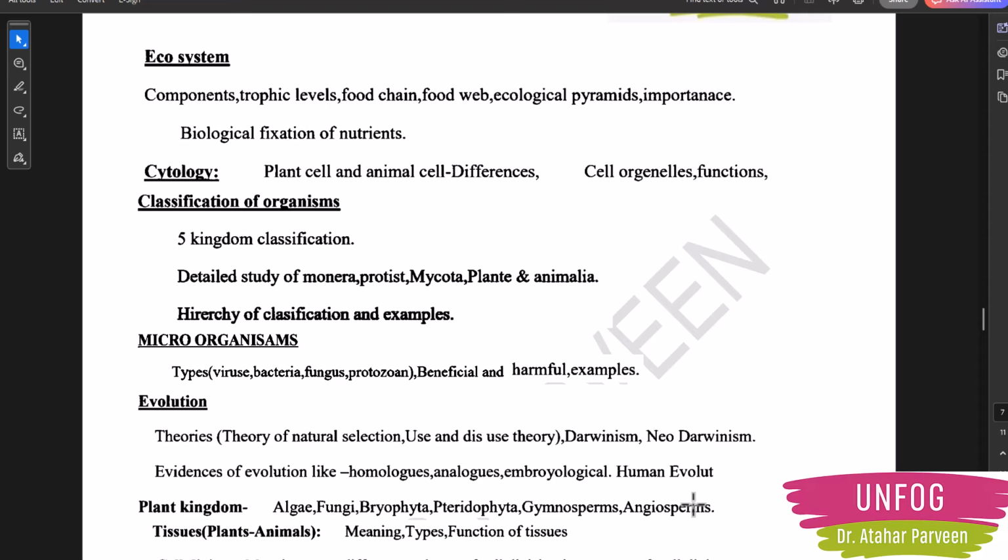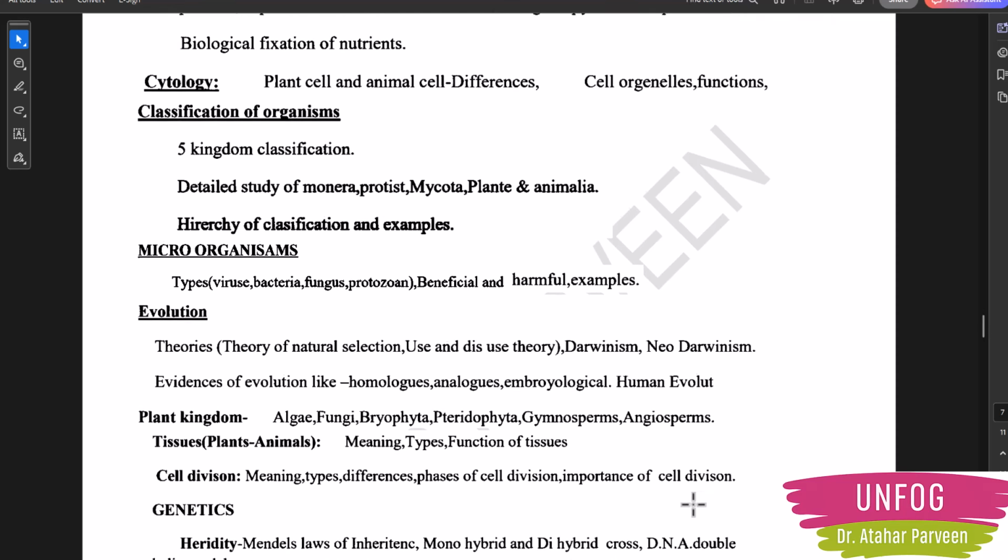Then cytology. Cytology means the study of cells. In this we'll study about plant cell, animal cell, and what are the differences between plant cells and animal cells. We humans have organs, right? Similarly, the cells also have organs. They're known as cell organelles. So what are the functions of these cell organelles, that we'll study.